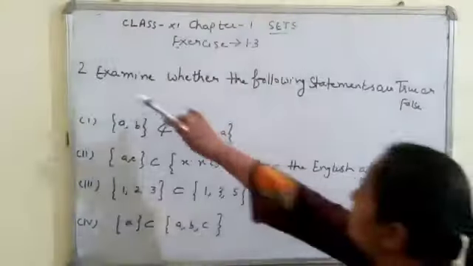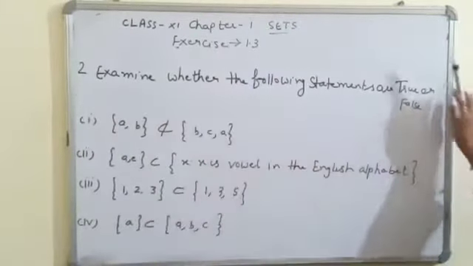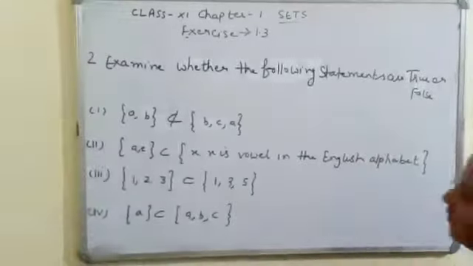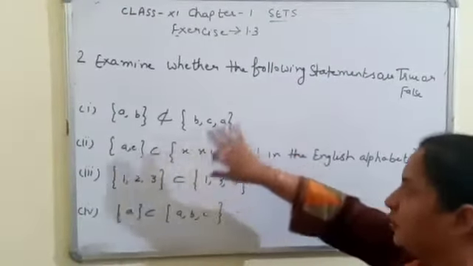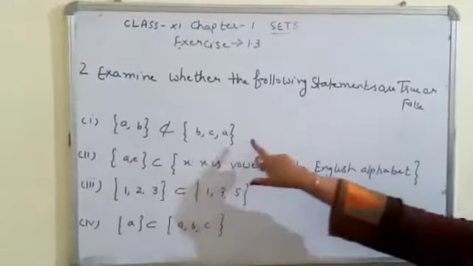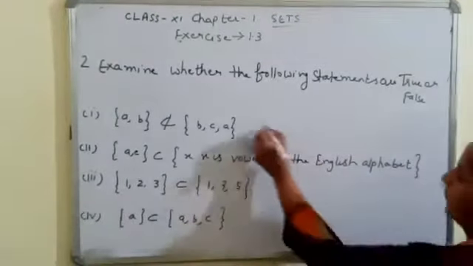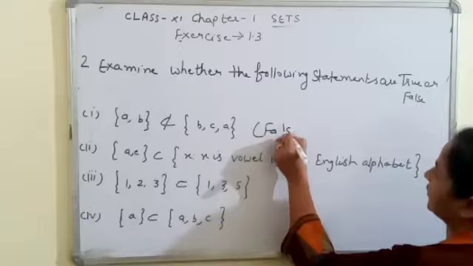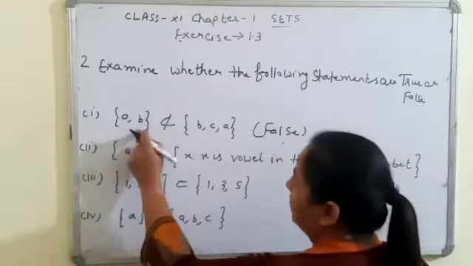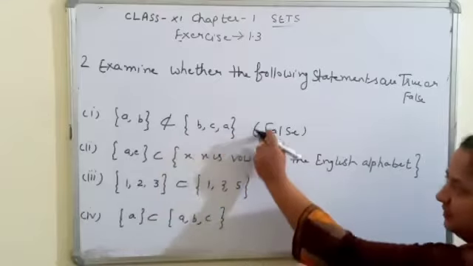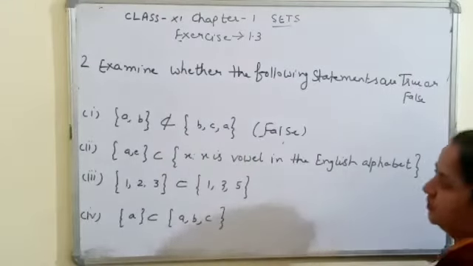Question number two is: examine whether the following statements are true or false. Let's see the first one: {A, B} is not a subset of {B, C, A}. You can see this statement is absolutely wrong, because here {A, B} is a subset of the second set. So this is a false statement.